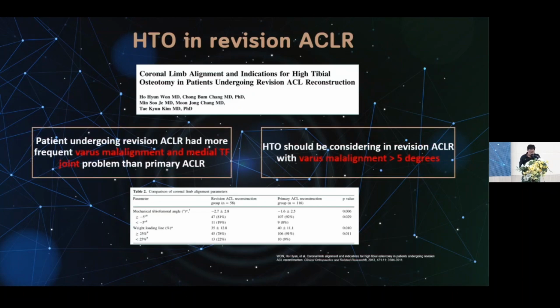Whether it is high tibial osteotomy to correct varus alignment or slope-reducing osteotomy, most studies have focused on revision cases. There are still limitations in performing osteotomy in primary ACL reconstruction cases, and more research is needed.